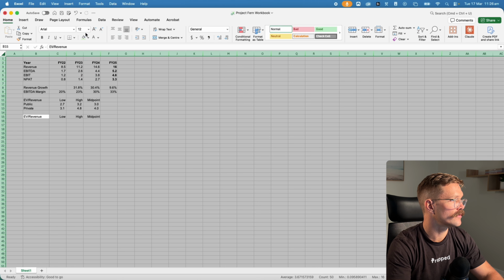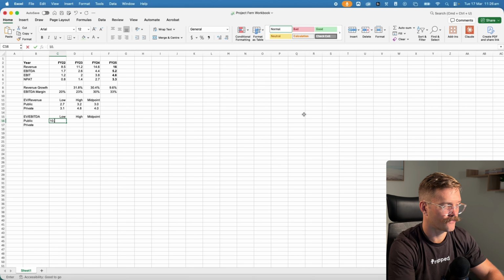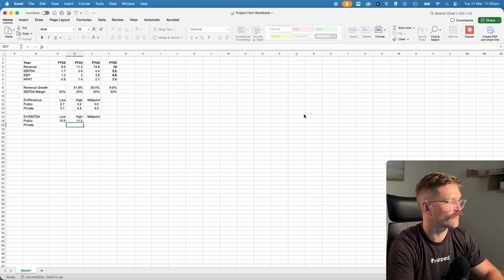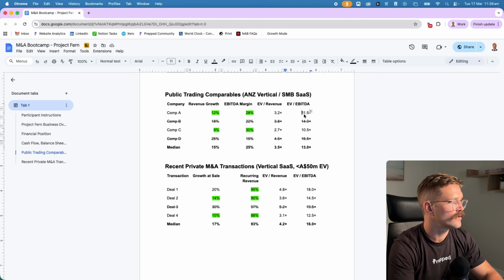Public, private. So public, we've got EV to EBITDA of 10.5 to 11.5. Private, we've got 12.5 to 18. Pretty big range. Okay, so now we've got our ranges there.